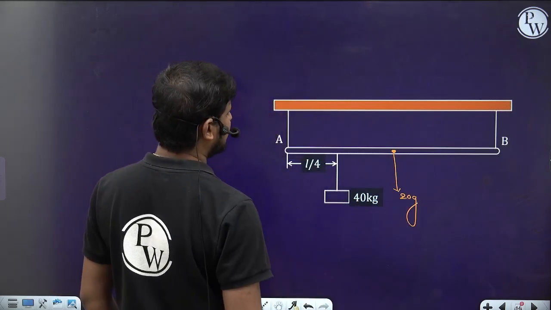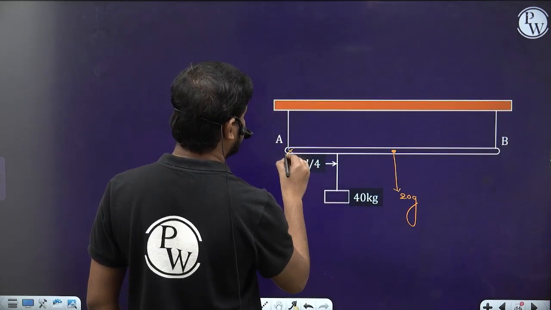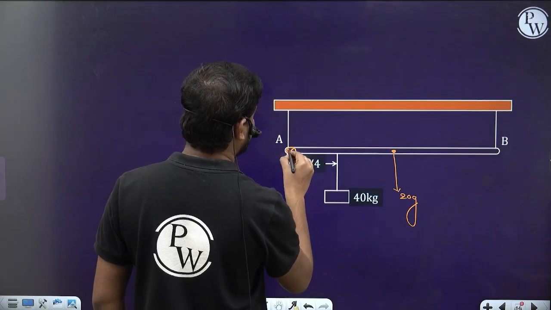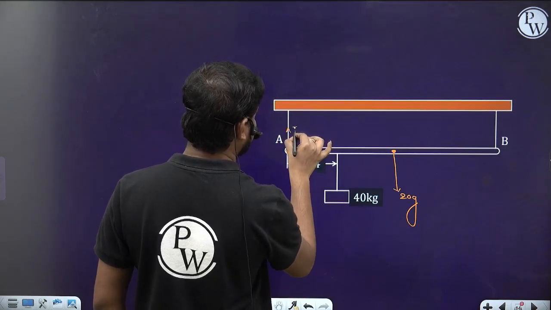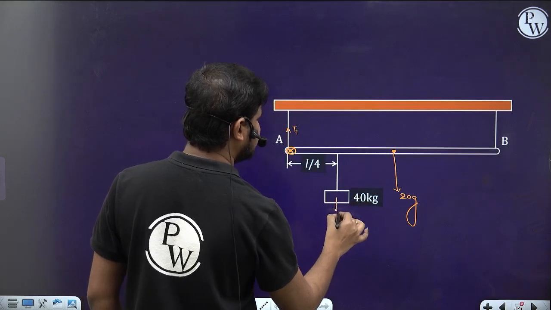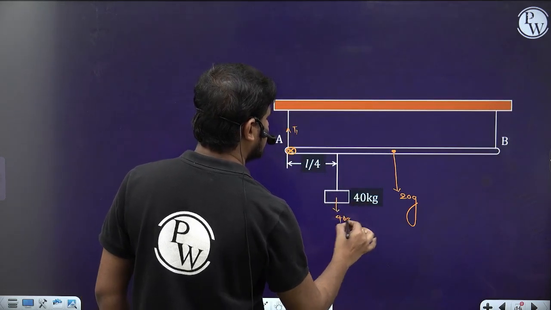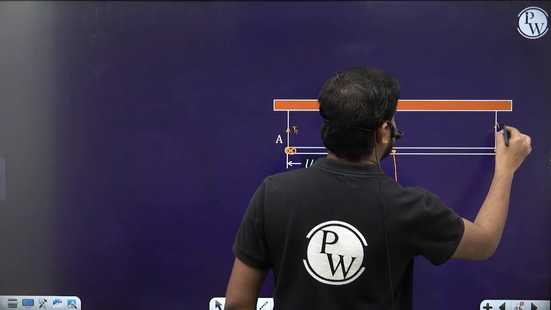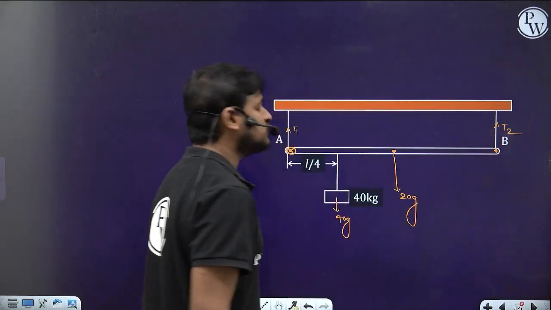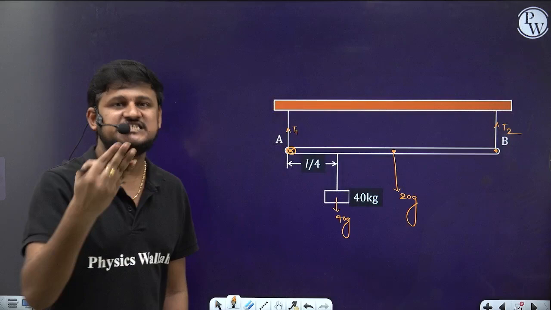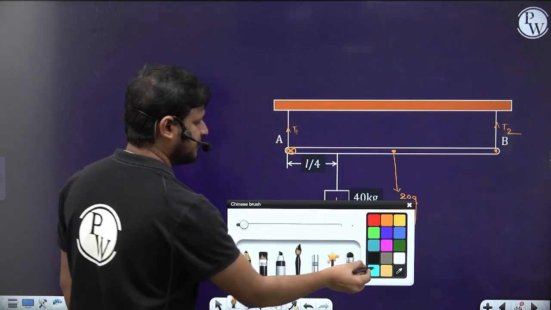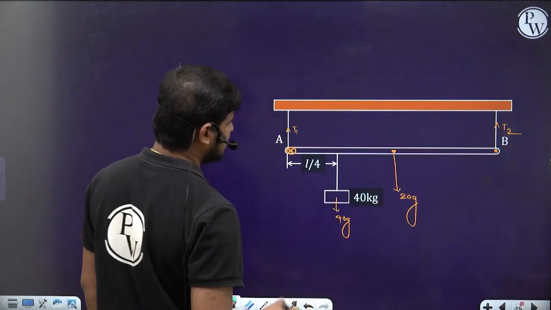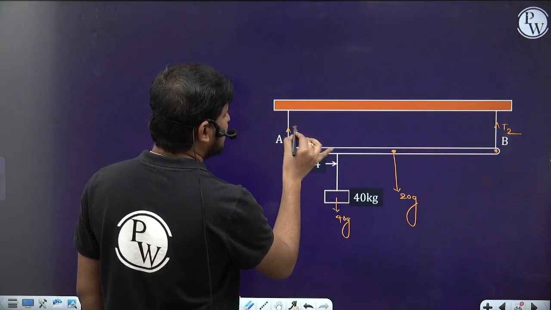So what are the other forces that are acting about this point? About this point, here tension T1 is acting. So here 40G is acting, right? And then here T2 is acting. First, which force causes torque on which side? So that you should understand. So the first thing is, the torque due to the tension T1 is 0.